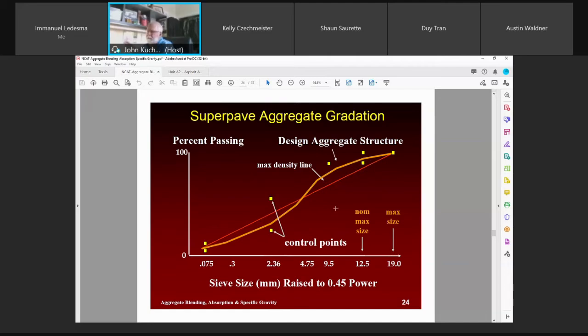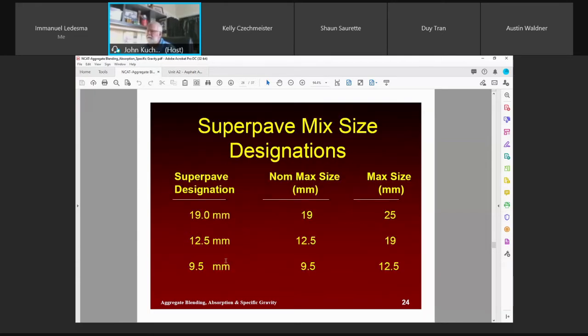Okay? So don't worry about this curve. We're not going to be plotting anything like this on a raised to the 0.45 power. You usually take 4.75, raise it to the 0.45 power, and you find out what it is, and you plot it. Okay? So this scale just changes. It's not a logarithmic scale that we've been used to plotting gradations. Okay, we've done this again, Superpave designations, 1995.